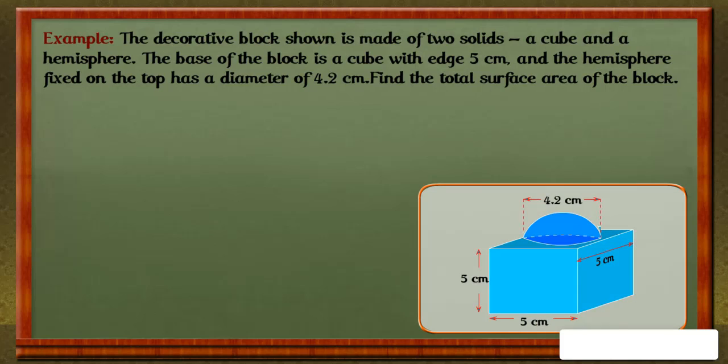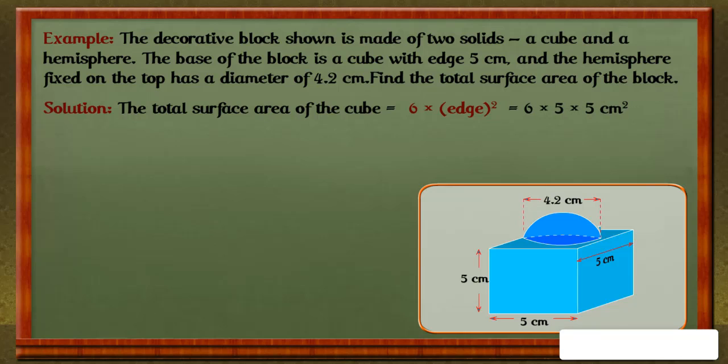Example: the decorative block shown is made of two solids, a cube and a hemisphere. The base of the block is a cube with edge 5 centimeters and the hemisphere fixed on the top has a diameter of 4.2 centimeters. Find the total surface area of the block. Solution: the total surface area of the cube is equal to 6 into edge square, which is 6 into 5 into 5 centimeter square, equal to 150 centimeter square.